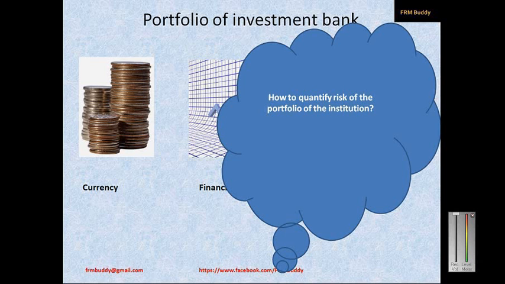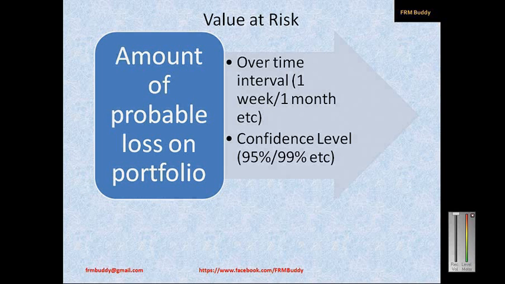So as a solution to that, JP Morgan came up with one number that captured the risk of the portfolio, and they called that number value at risk. Now, moving on to what exactly value at risk is, it gives the amount of probable loss on the portfolio over a certain time interval, such as 1 week, 1 month, etc. And also the confidence level, such as 95%, 99%, etc.